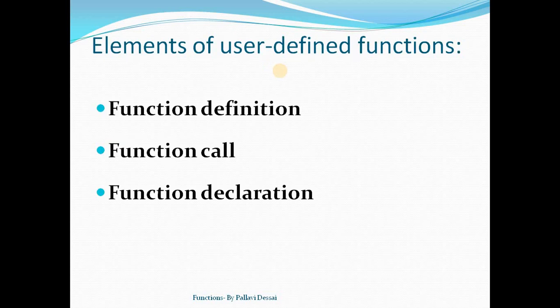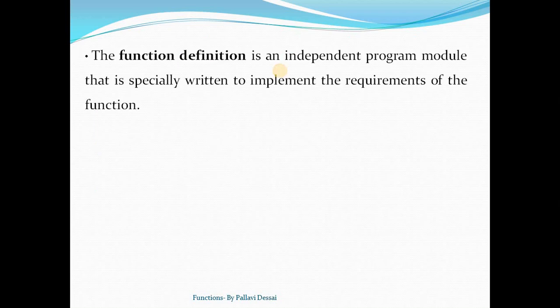First we shall see the function definition. A function definition is an independent program module that is specially written to implement the requirements of the function. So what is a function definition? It is an independent program module. We separately write this subprogram or small program that is specially written to implement the requirements of the function. Remember that each function will do only one intended task.